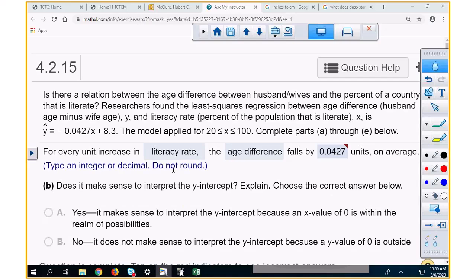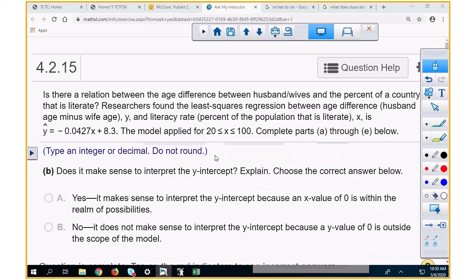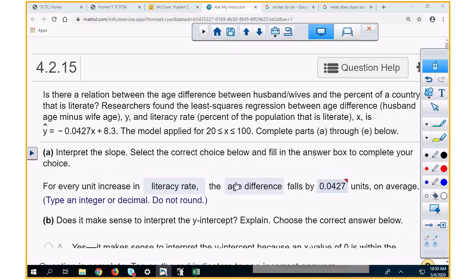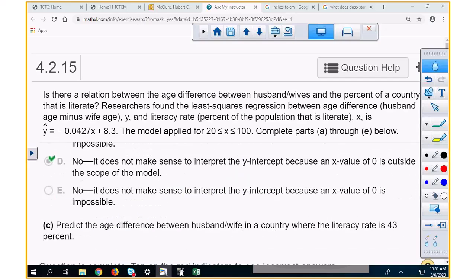Does it make sense to interpret the y-intercept? No, because it's out of the scope. Think about it. Will you ever have a 0 literacy rate? In other words, meaning that everybody in the world is incapable of reading a sentence. Will you ever have that? No, you will not. So it doesn't make sense. That's out of the scope.